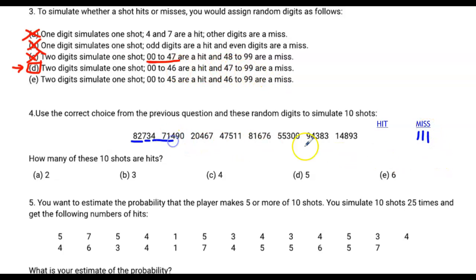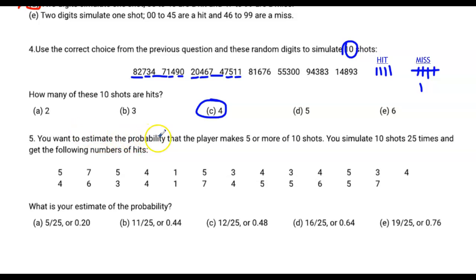Next is 14. There's our first hit. Next is 90. There's a miss. Next is 20. Remember, 00 to 46 is a hit, so that one's a hit. The next one is 46. Another hit. What have we done so far? 4, 5, 6, 7. 74 is a miss. We'll hash that. 75 is a miss. 11 is a hit, and I think that's all she wrote, right? 4 plus 6 is equal to 10. So we did 10 shots. Nice work. How many of these 10 shots are hits? Looks like there are 4 hits. Not too difficult. All we had to do was literally do the math.